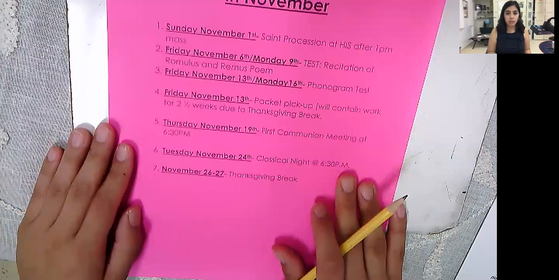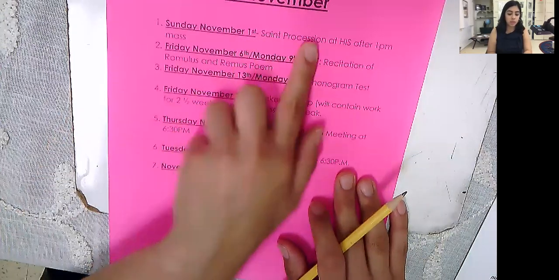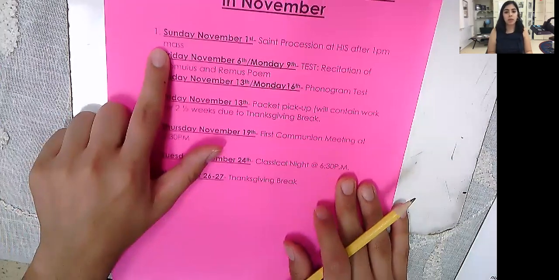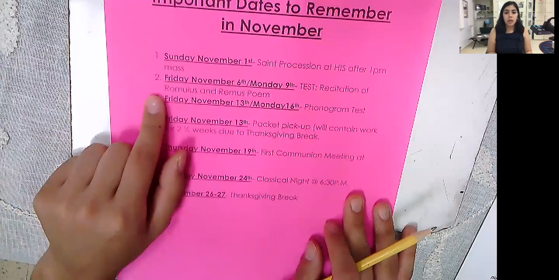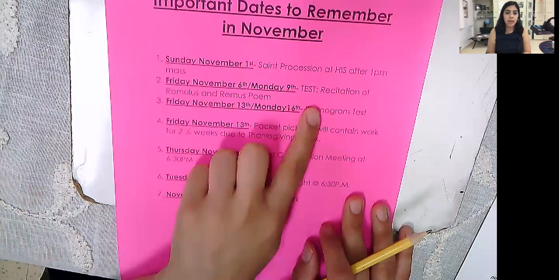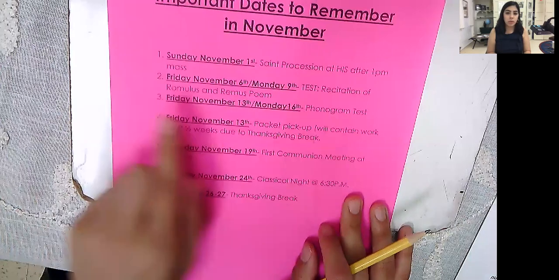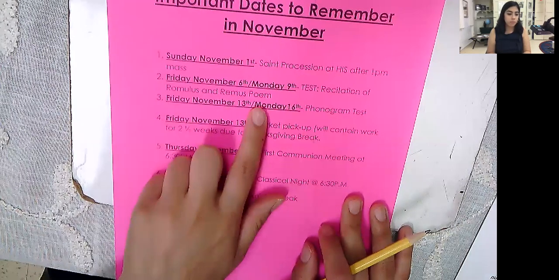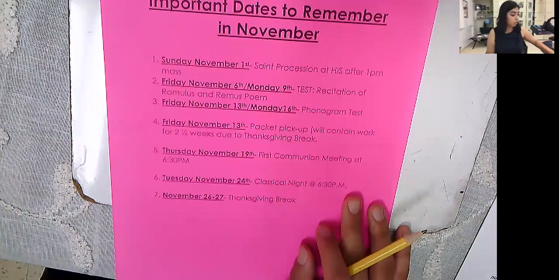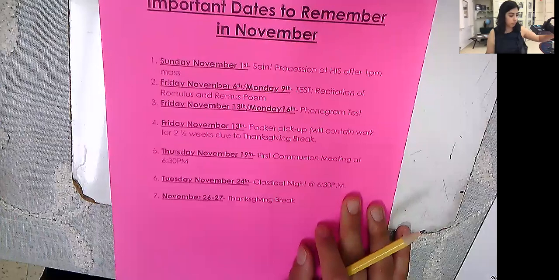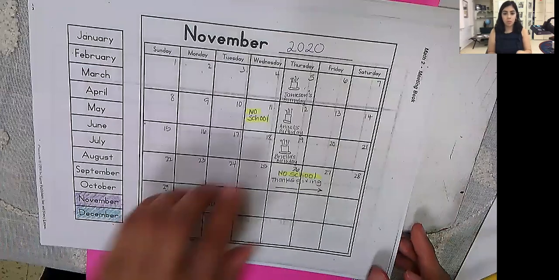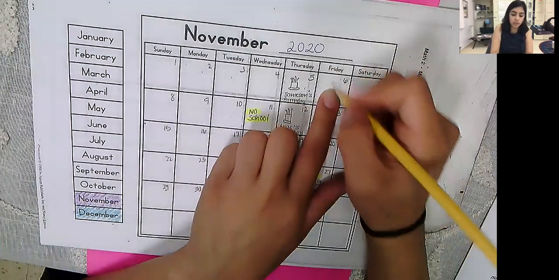So let's go over the dates. It says Sunday, November 1st, we have a saint procession at Holy Innocents School after the 1 p.m. Mass. If you came, great. Number 2, Friday, November 6th and Monday the 9th, there will be a test for Romulus and Remus poem. Okay, so I also want you to take out your calendar right now. Okay, right here, we're gonna put Romulus and Remus test.